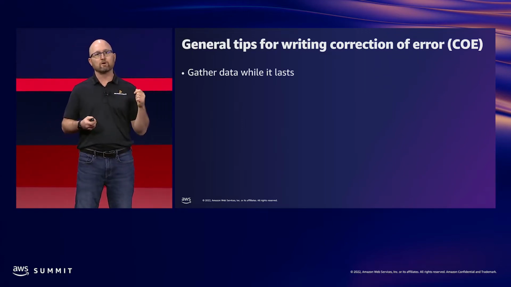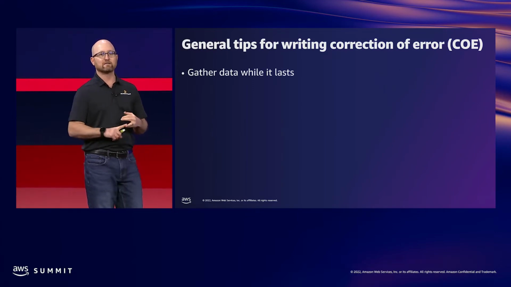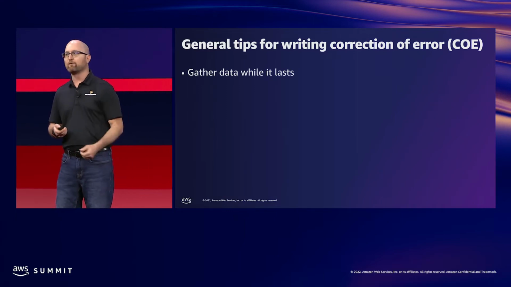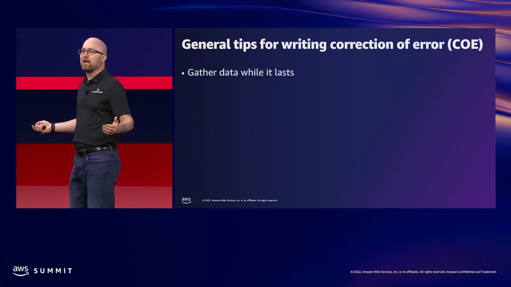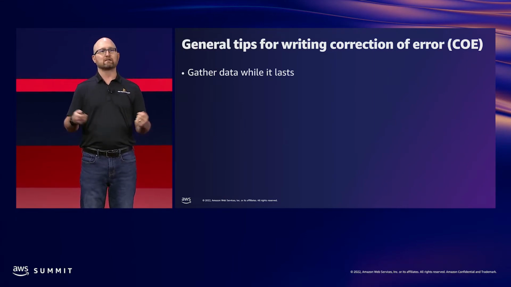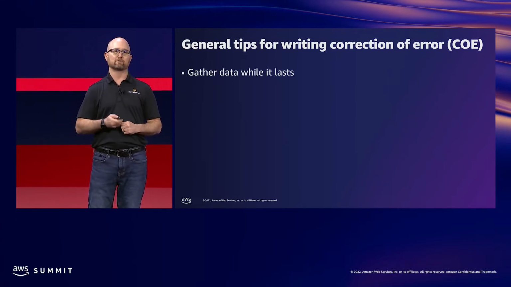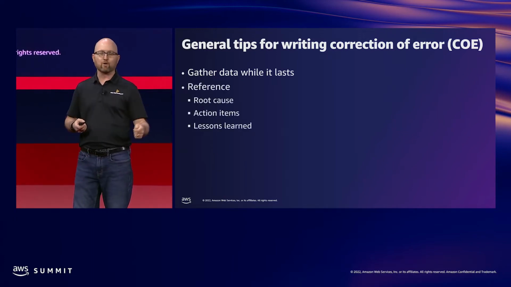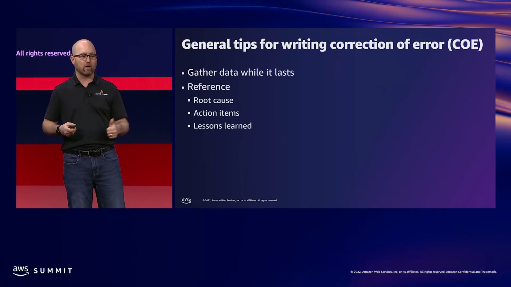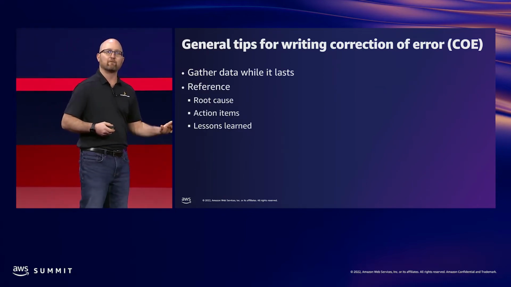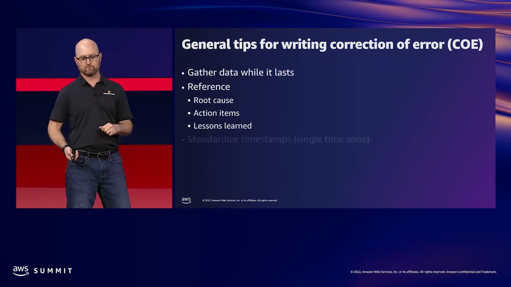But it's also important that we do this with urgency, because there may be logs or other kinds of metrics that may not persist eternally. They may only be around for some finite period of time, maybe 30 days. If we don't gather that data while it exists, we may not have access to it. So we've got to have a sense of urgency. And then we're going to reference root cause, action items, and lessons learned. We want to reference all of that information to make sure we've captured it.